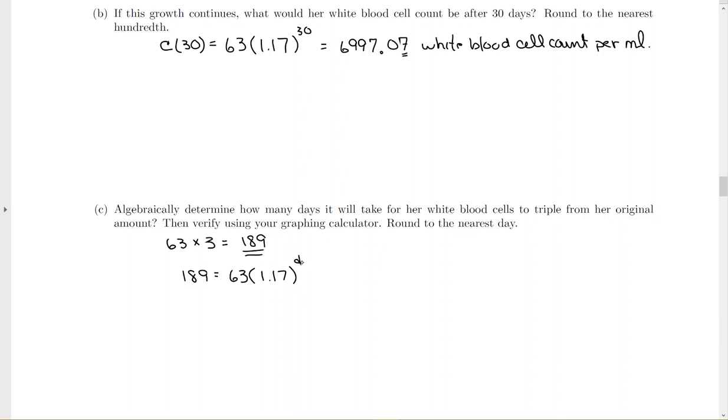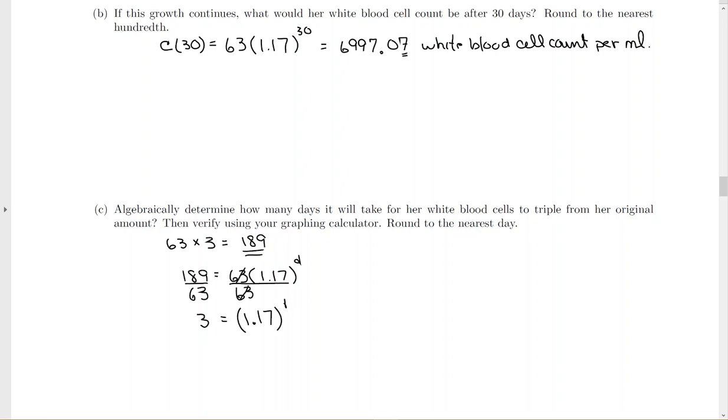And now solve for D. So again, we want the exponential by itself. So the 63's got to go. It's hooked by multiplication, so I'm going to divide both sides by 63. And guess what number you're going to get? You guessed it, the number 3. Because remember, 63 times 3 was 189. So if I divide, it's going to be 3. You can check it if you want.